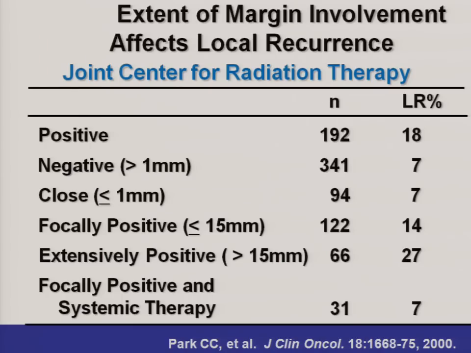Also, is it a little tiny focus, 1 or 2 cells at one margin, or do you have a large area, a centimeter and a half, where the tumor butts the margin? Because the extent of positivity affects the local recurrence rate. If you have a negative margin greater than a millimeter, it was 7%. If you had focally positive or extensively positive, it goes way up. But of course, if you add systemic therapy, the recurrence rate comes down. Next.